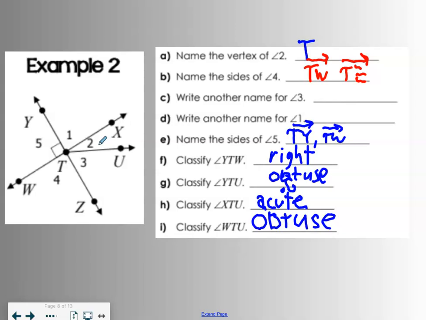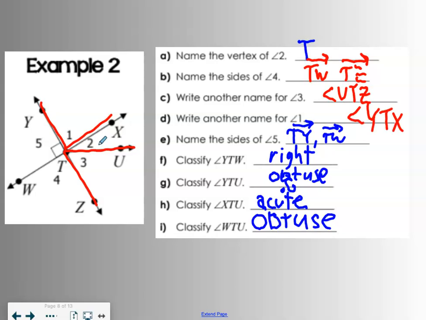Write another name for angle 3. So if you trace it out, those are your letters you're dealing with. So you could have had angle UTZ. Or you could have flipped the order, same thing. Then write another name for angle 1. Anyone? What'd you write? YTX.